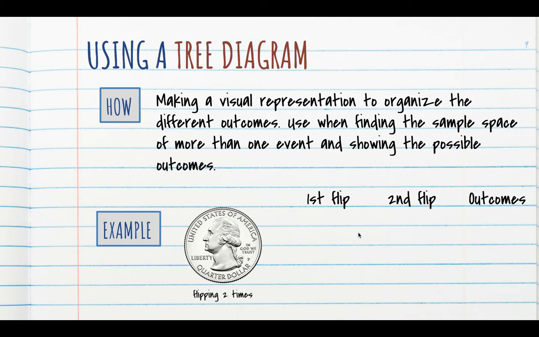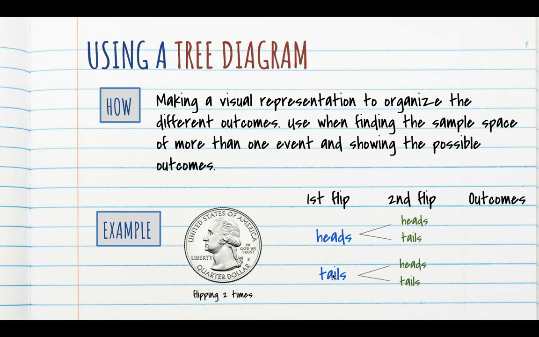Next, I list the possible outcomes of my first event, or my first flip. I could get heads or I could get tails. Then I draw a branch from the outcome of the first event to possible outcomes of the second event. If I flip heads on the first flip, I could get heads on the second, or I could get tails on the second. I do the same thing for all outcomes of my first flip, so heads or tails if I had tails first.